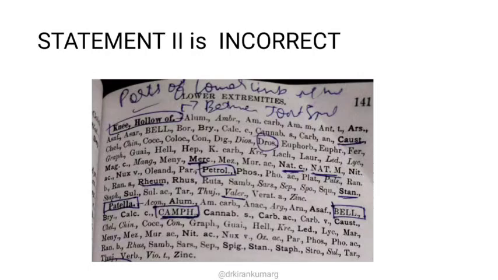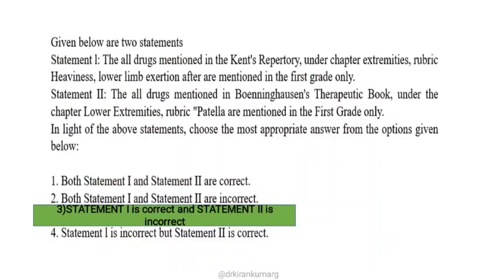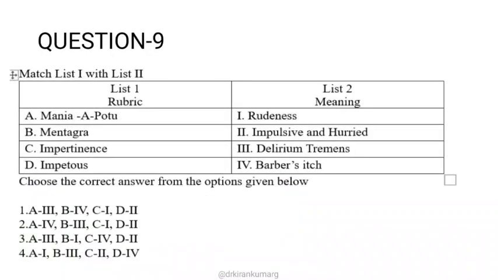Only belladonna and camphora are mentioned in the first grade, whereas other remedies are mentioned in different grades. So statement 2 is incorrect. Okay, so here the right answer is statement 1 is correct and statement 2 is incorrect. Question number 9. This is a match the following question.